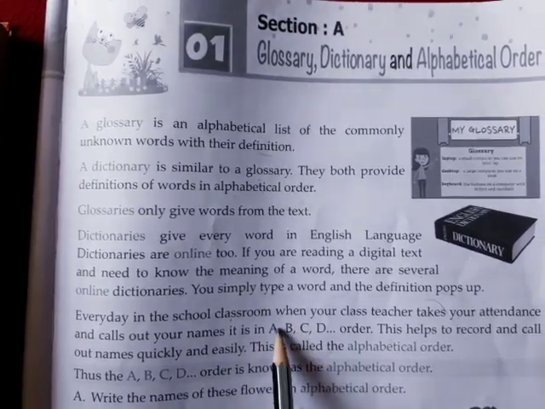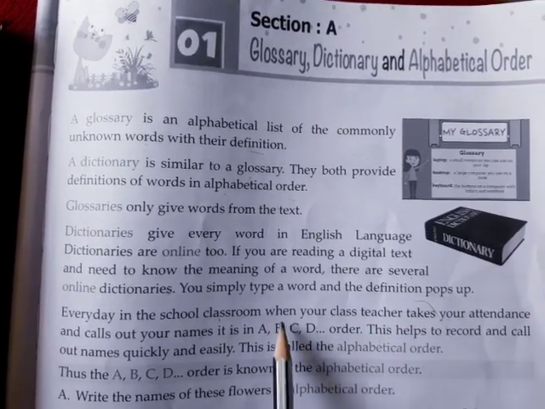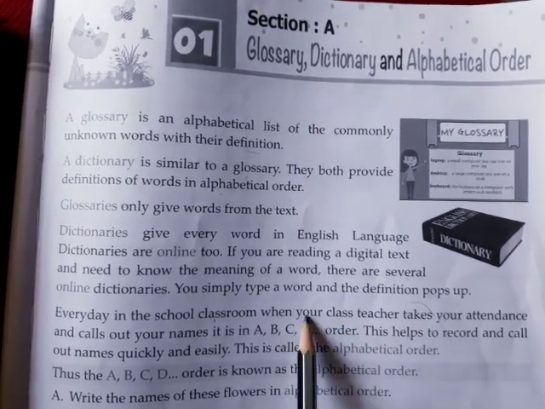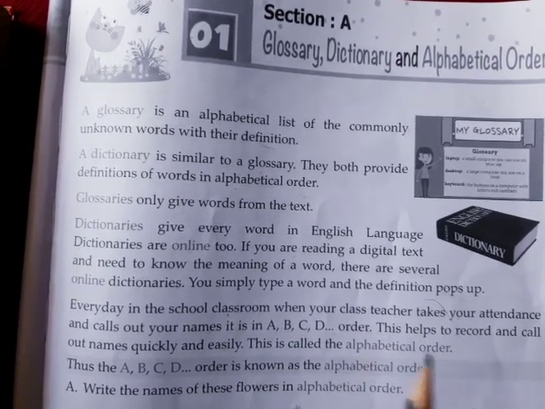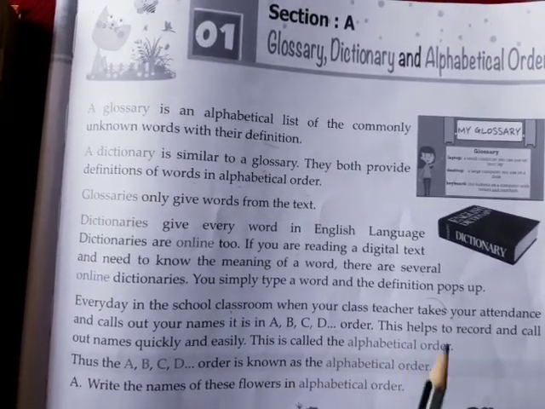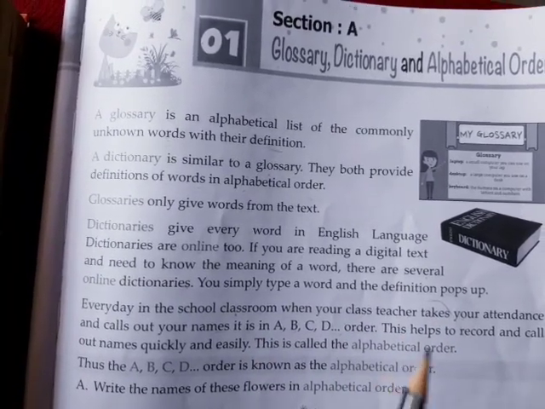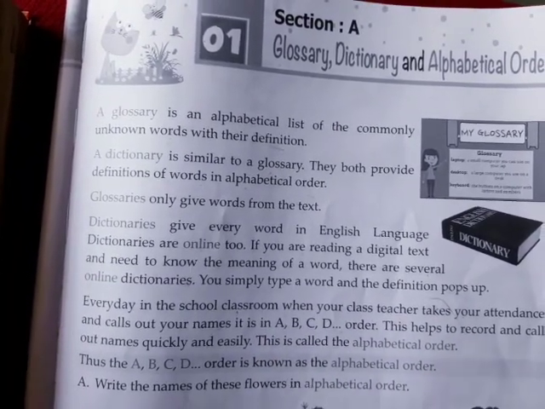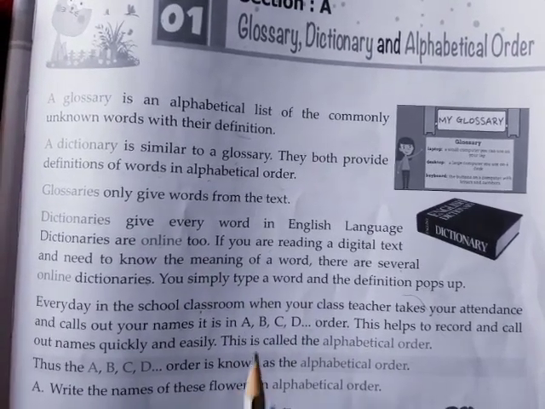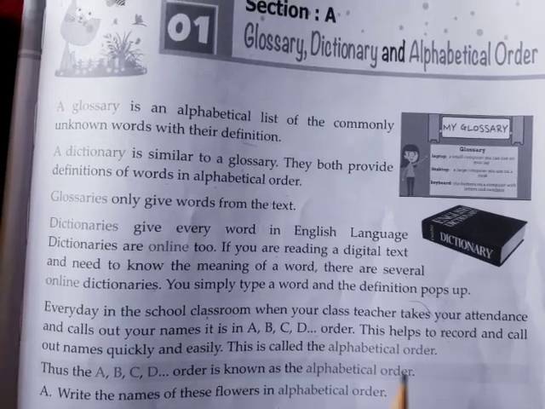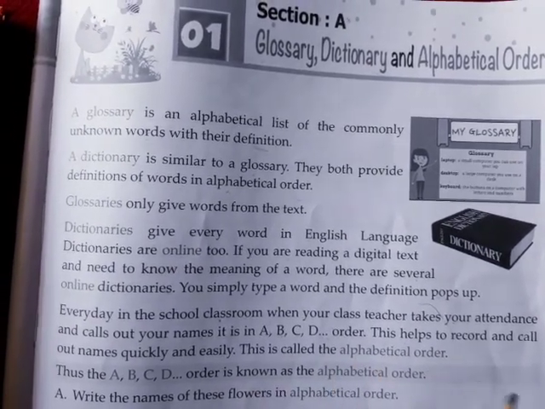Like A comes first. For example, A for Akash. So I call out the name Akash. Then B for Bhavna. And C for Chandan. D for Dinesh. So all these names will come in the alphabetical order so that it will be easy for us to know how many students are there from A alphabet, how many students are there from B alphabet, how many students are there from C alphabet, and so on. So it is easy for us to maintain the record.